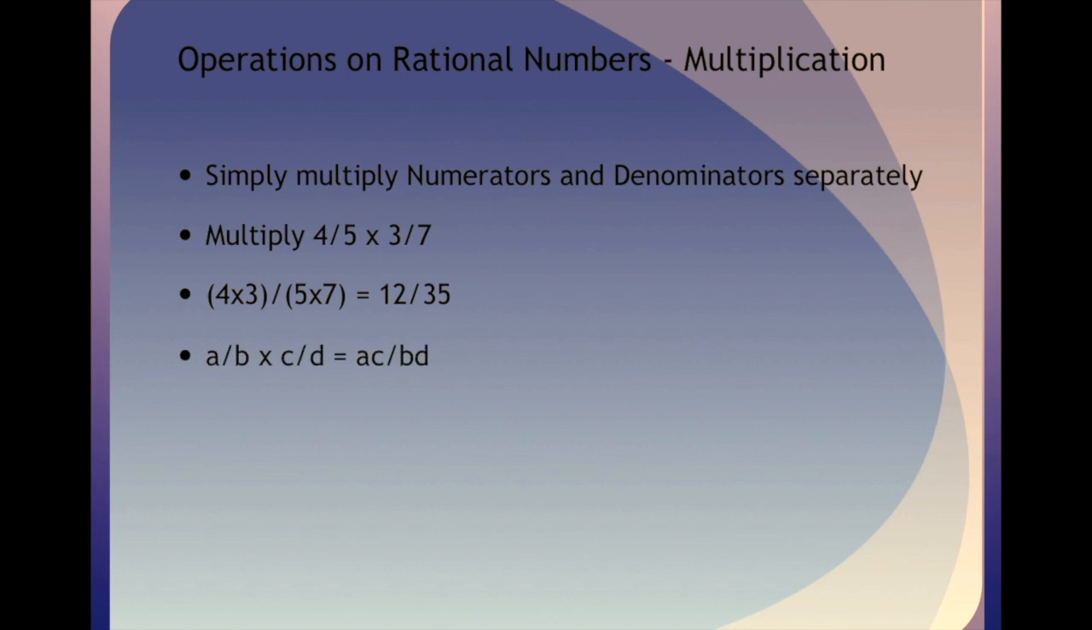In general we can say if two rational numbers a by b and c by d are there, if we multiply them it will become ac divided by bd, which is a into c divided by b into d.